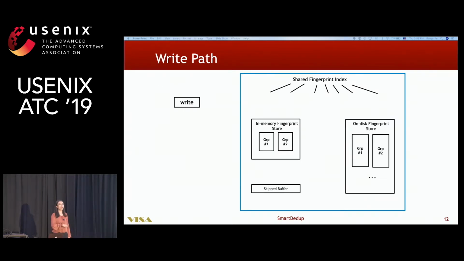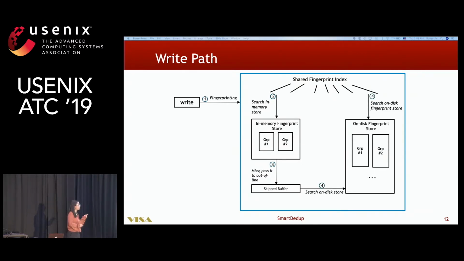Let's see how a write is handled here. When a write first comes in, we first fingerprint the request and then search the in-memory fingerprint store. If it is a miss, we further pass the fingerprint or the request to out-of-line deduplication. Out-of-line deduplication then searches the on-disk fingerprint store for the fingerprint. If it is found there, it is promoted to memory. In case the in-memory fingerprint store gets full, we evict a group of fingerprints to disk.